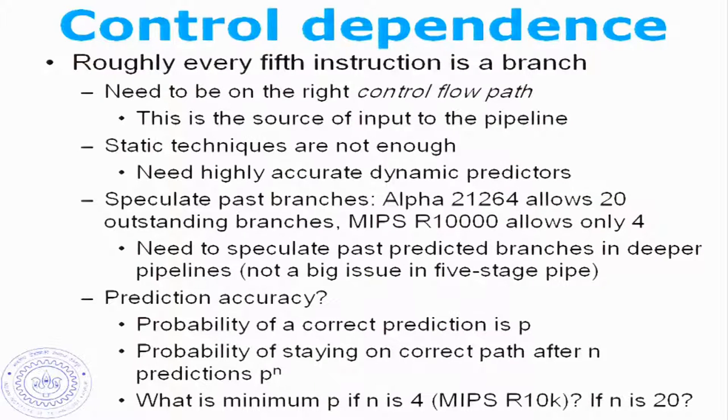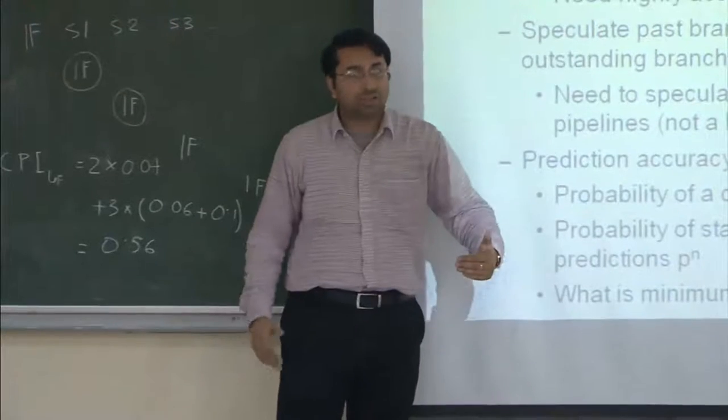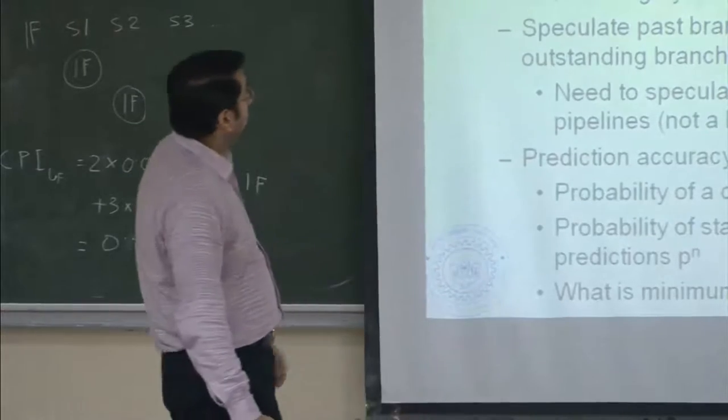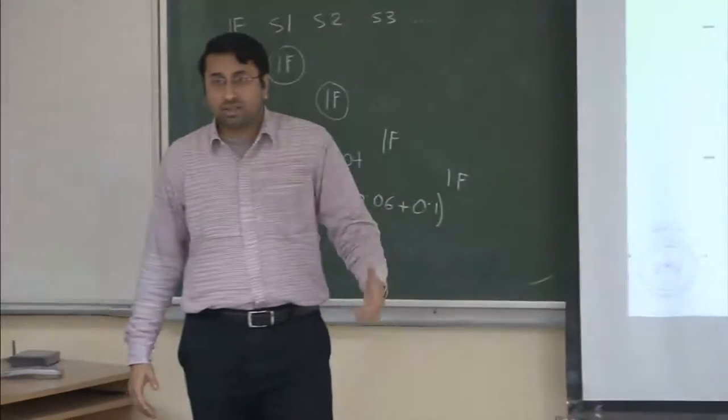So just to formalize the notion of that, this comes from the general phenomenon called control dependence, right? And roughly every fifth instruction is a branch. That's a known statistic from your program analysis. And you need to be on the right control flow path. That is very important when executing a program, because this is the source of input to the pipeline. So this determines whether the pipeline is wasting time or doing useful work. If your input is bad, the pipeline is essentially wasting time. So you want high quality input, meaning that you want to be on the right control flow path as often as possible.